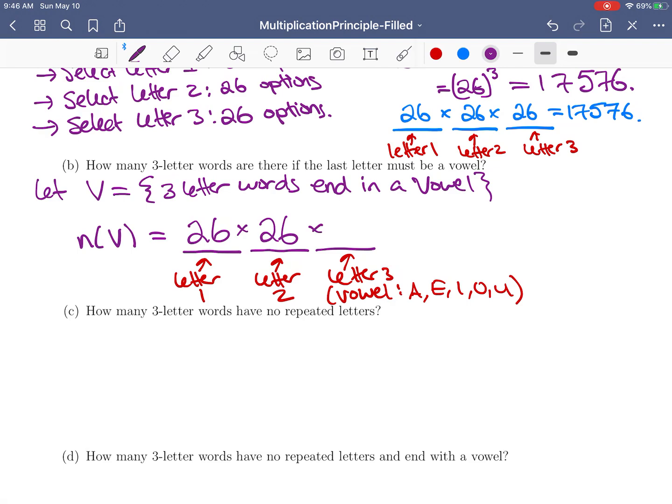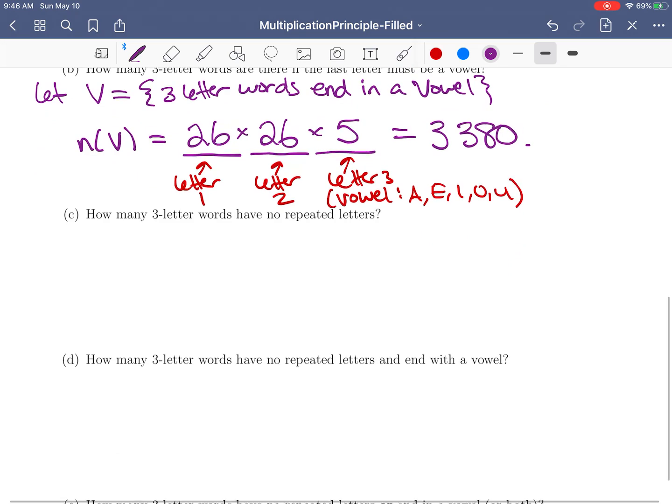And now in the last letter, we can only pick one of these options, and it doesn't matter if we've already picked it. So we're going to have 5 options in that spot because there's 5 vowels. If you multiply all those together, you get 3,380 different 3-letter words that end in a vowel.